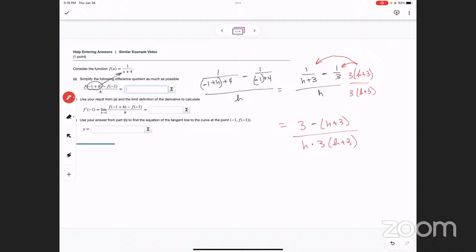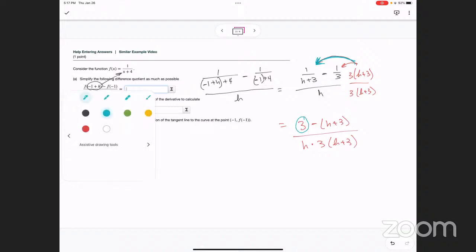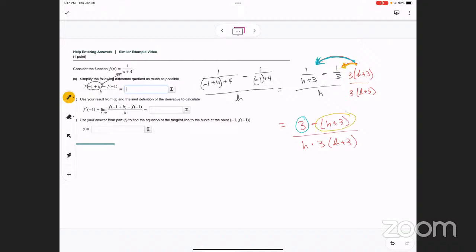Could you go over how you multiply the top by 3 times h plus 3? How I did that, or why you did that? How I did it? Okay. So how I did it, I'll color code it. There's my blue. That gives you this. This is my yellow. That gives you this.